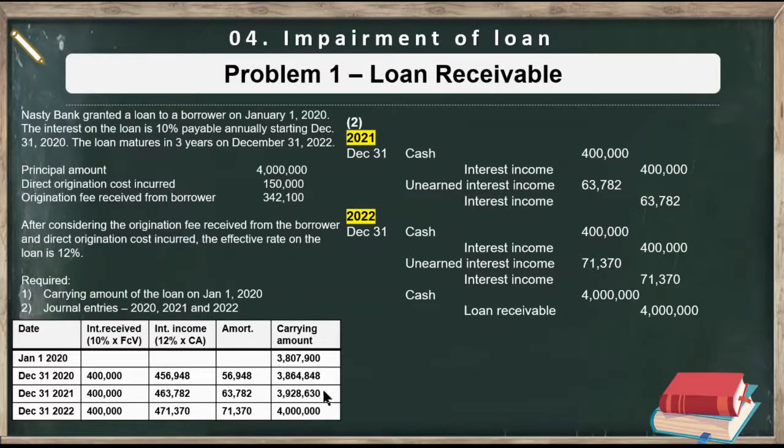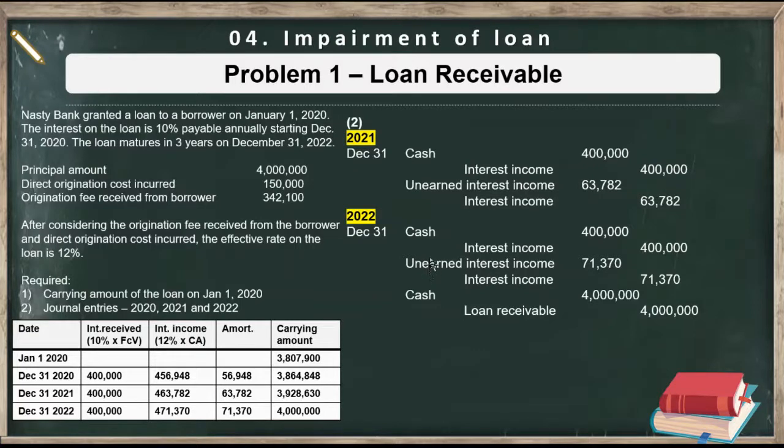And finally, on December 31, 2022, debit cash for the interest received, credit interest income 400,000, debit the remaining amortization. So get the difference and then work back. So that's 71,370, and credit interest income 71,370, and then collect the principal, debit cash and credit loan receivable 4 million. If you're asked how much is the interest income in 2022, the answer would be 471,370. That's your interest income.